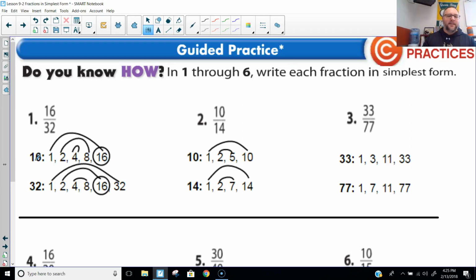So my fraction here is 16/32. I take the numerator, 16, and I list out all the factors of 16, and I make what we call a factor rainbow. I put a 1 over here, I put the 16 over here, and I draw a big line over the top to connect them, to let myself know that 1 times 16 equals 16. Then I know the next number is 2. 16 is an even number, so I know I can multiply 2 by something to get it. And 2 times 8 is 16.